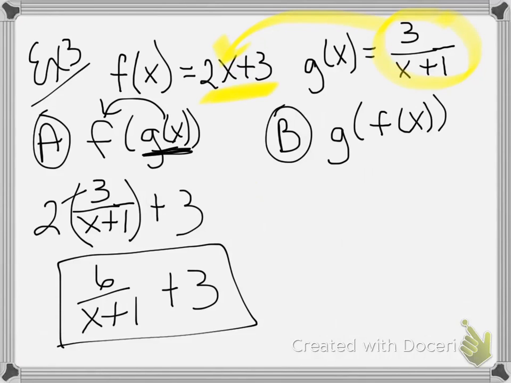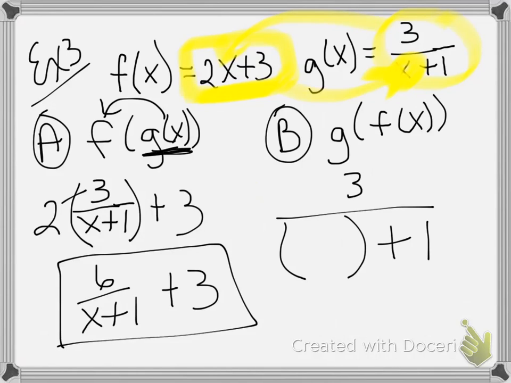So I'm going to take 2x plus 3, which is my f of x. I'm going to plug it into the x right here for the g. So in the g function, I have 3 over something plus 1. That something is where my x used to be, and in that place I'm going to put 2x plus 3 because that's the f of x function. Simplifying this, I get 3 over 2x plus 4.